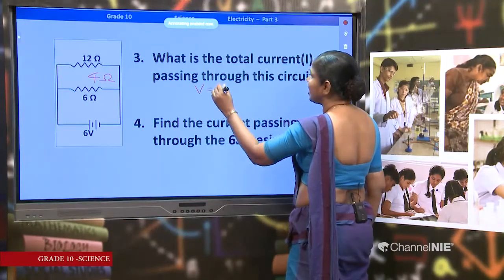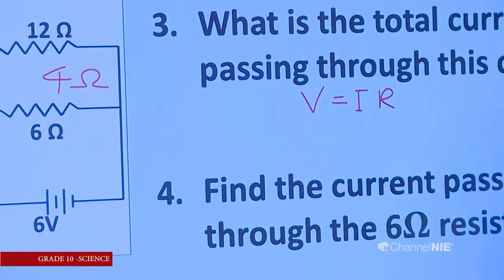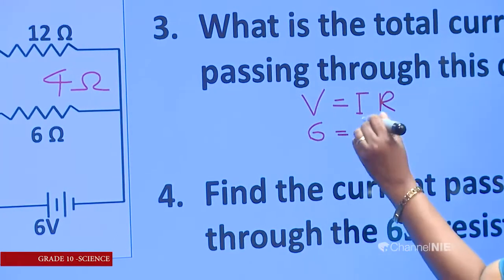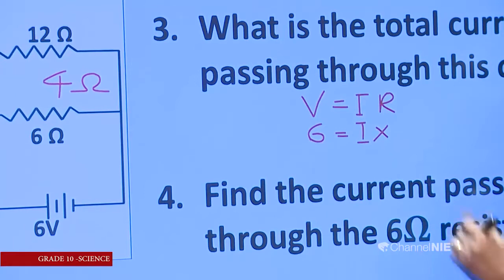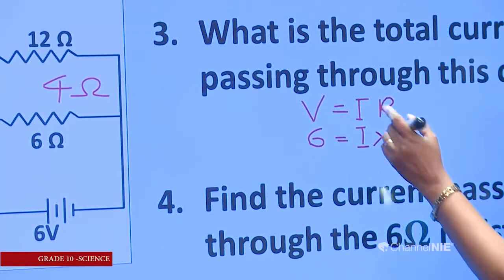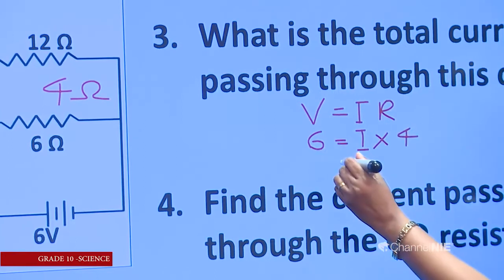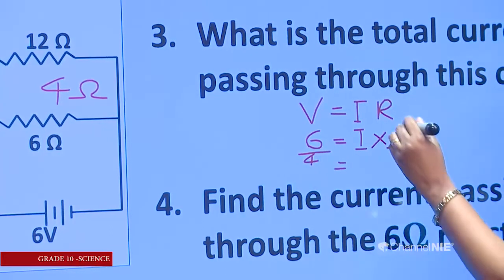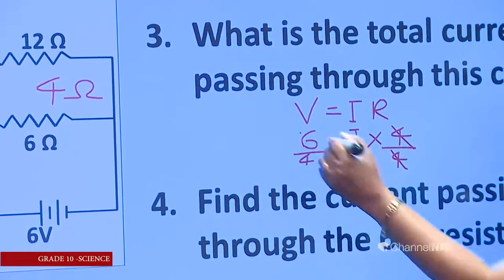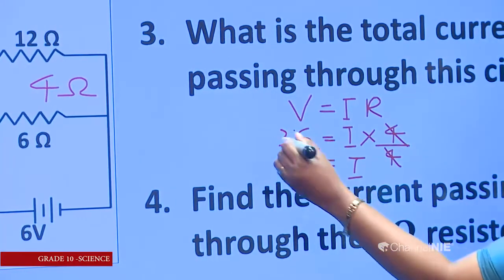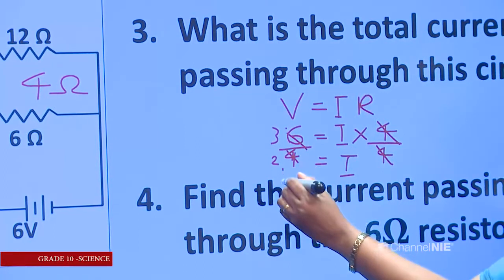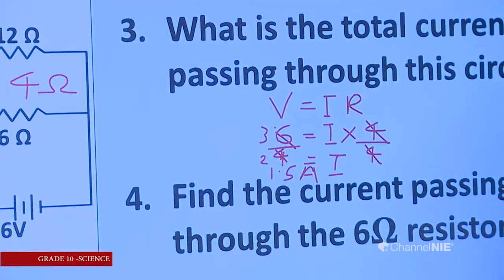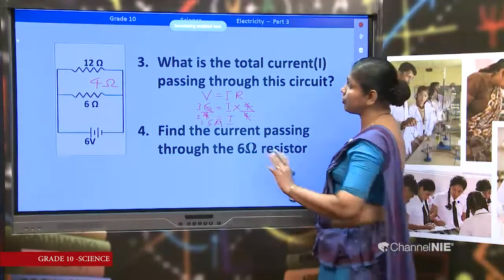V equals IR. Always you have to use the relevant equation. V is 6. I we don't know. R is the equivalent resistance. Equivalent is 4. Then what is I? To get I, both sides can be divided by 4. Then I equals 6 over 4, that's 3 over 2. 3 over 2 equals 1.5 amperes. 1.5 amperes is the total current that flows through the circuit, right?